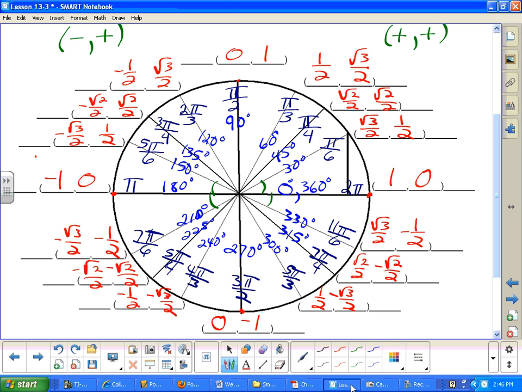So at 0 degrees, to find tangent, tangent's on the outside, I go 0 divided by 1, what do I get? What's 0 divided by 1? 0. 0 divided by anything is 0. How about here at pi over 2? Y divided by x. What's 1 divided by 0? Can we divide by 0? No, you cannot divide by 0. This is undefined.